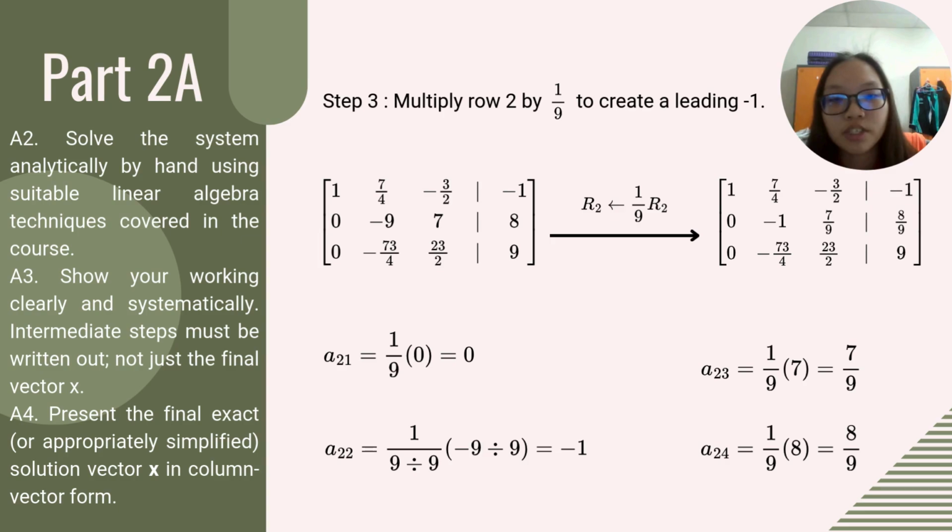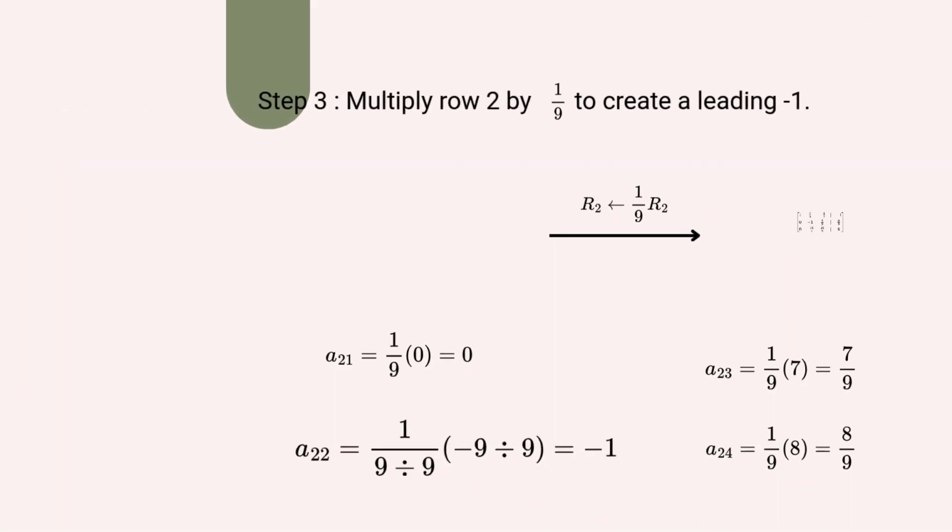After creating the 0 in the first column, next we need to create a leading negative 1 in the second column. So we change row 2 by 1 over 9 times row 2. The left side is before changing row 2, and the right side is the answer after. The one below shows the steps for changing the row 2 elements.